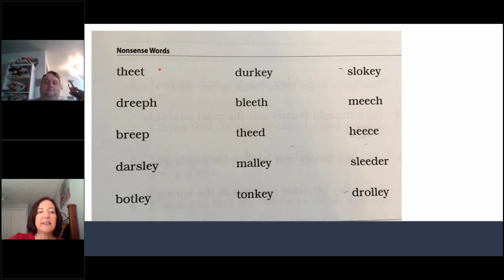This is feet, dreef, breep, darsley, botley, durkey, bleeth, feed, mally, tonky, slokey, meech, heath, sleater, drawley.